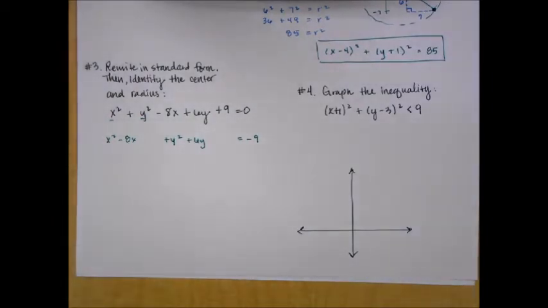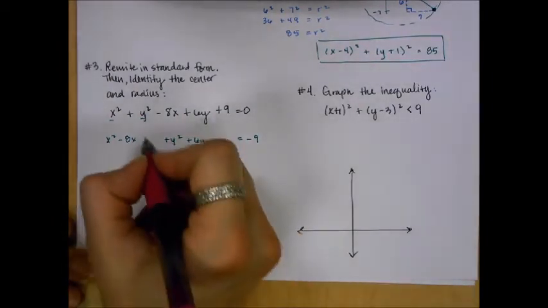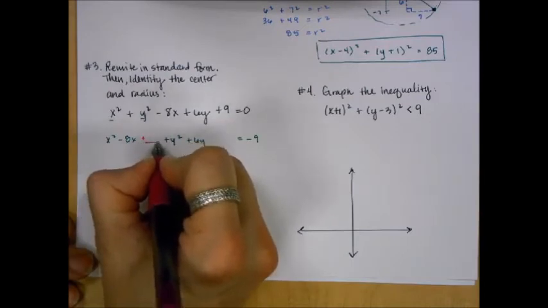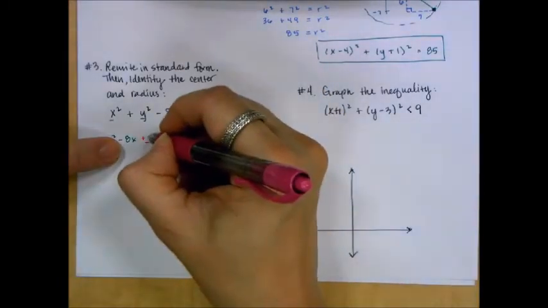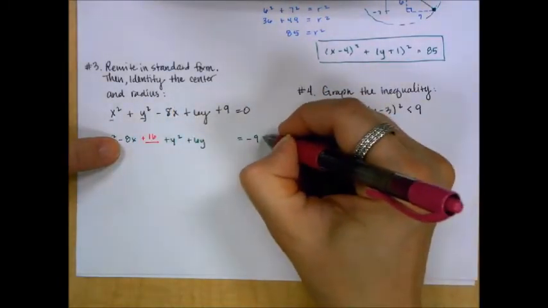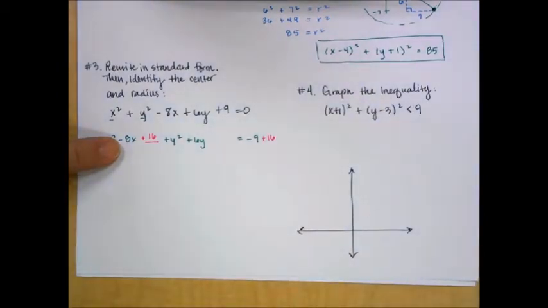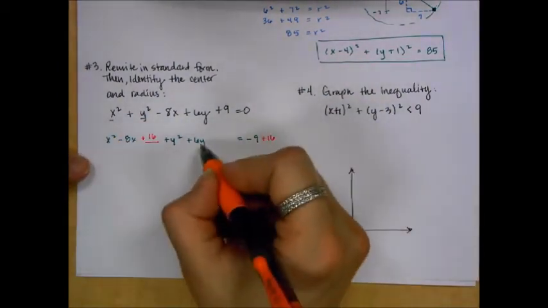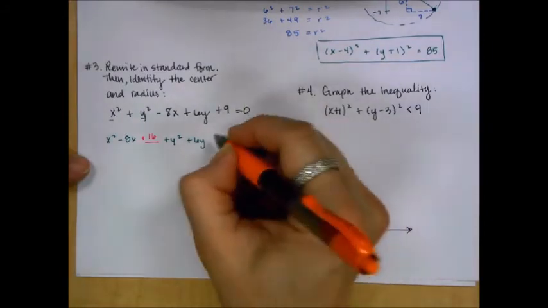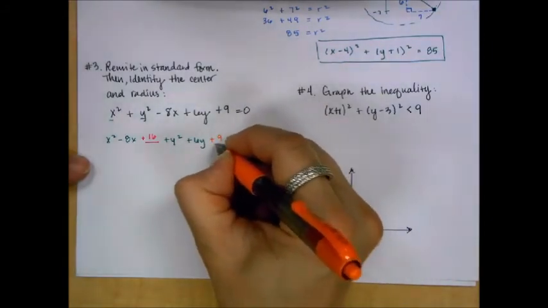So for the x's, we would get negative 4 plus negative 4 makes negative 8. So negative 4 times negative 4 is 16. And we want to balance by adding 16 to the right. We'll do the same for the y's. So 3 plus 3 makes 6. 3 times 3 is 9. So we'll balance by adding 9 to the right as well.